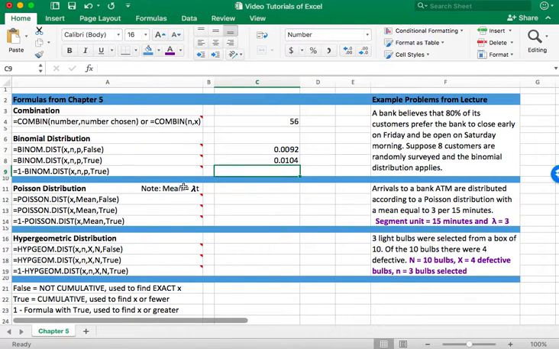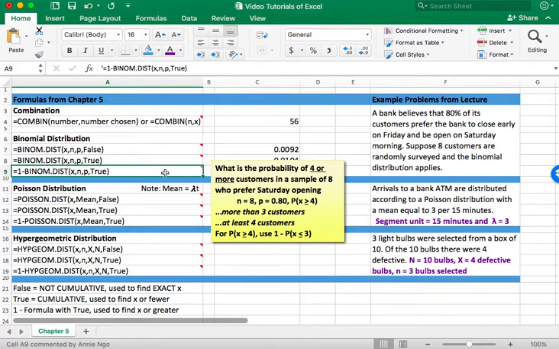Now let's go ahead and do the last formula. Here in our scenario, it asks what is the probability of 4 or more customers in a sample of 8 who prefer Saturday openings. Our n and our p are still the same, but our probability is now x is greater or equal to 4. Again, below in italics, I've offered other ways to say the same thing, right? 4 or more customers can also be written as more than 3 customers, at least 4 customers. And so again, when you're reading the problem, you're looking for these clues to tell you which way to set up your equal or greater than or less than symbols.